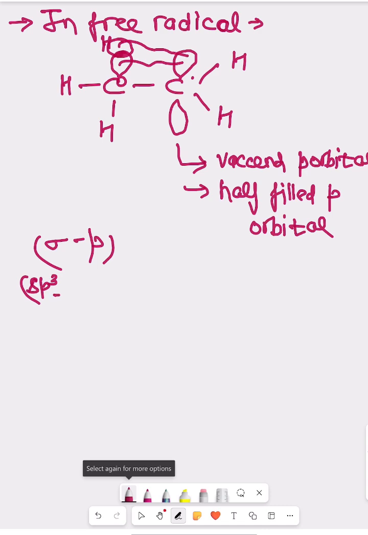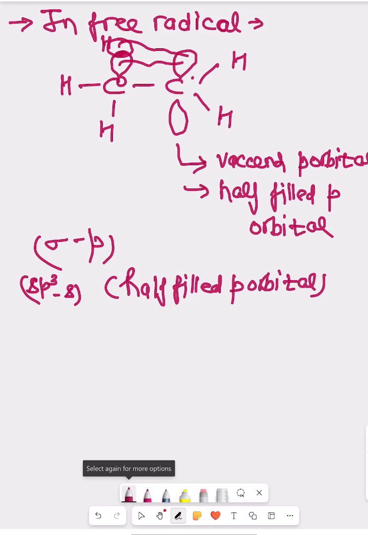Hydrogen has only one orbital, 1s. It is sp3-s and the half filled p orbital. The overlapping is between sigma and p.